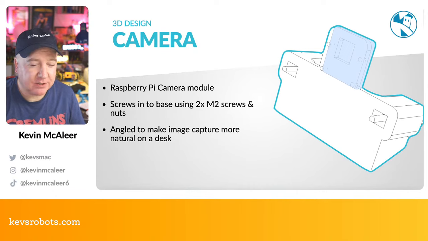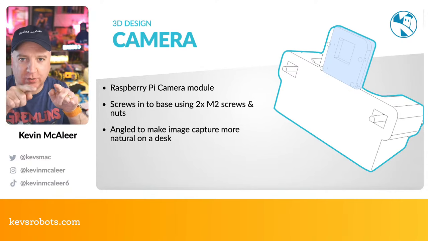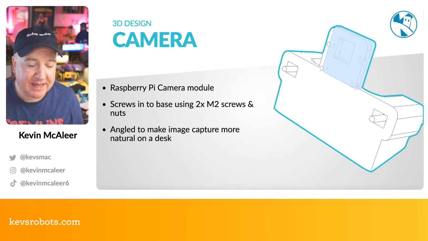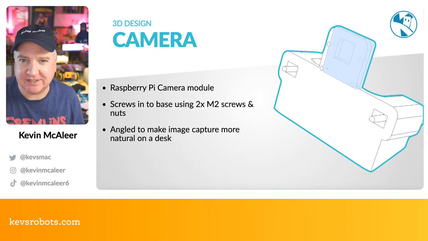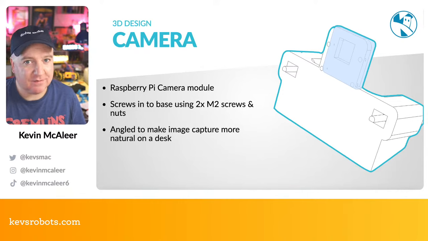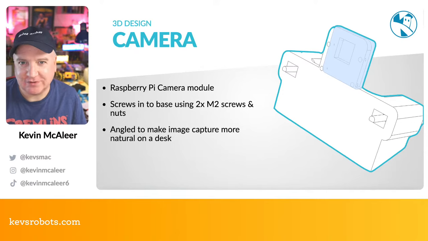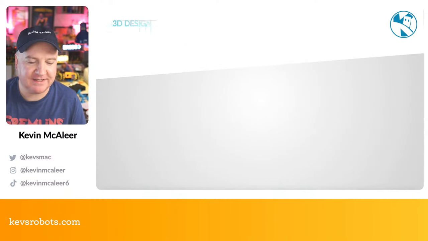The camera, so I've actually used a Raspberry Pi Camera 2 on this one, not a Camera 3. Either would work, to be fair. I probably just need to make that hole at the top a little bit larger for the Pi Camera 3, because I tried putting that one in and it was just a little bit too tight for it to be able to autofocus properly, so I'll probably just need to adjust that a little bit. But it very simply screws in there with a couple of screws and bolts, M2 I think they were, and that's pretty secure in place. We can have a look at it in a minute on the overhead camera. And it's angled to make the image capture more natural on your desk. So it's got a slight lean to it, so the eyes are kind of pointing towards you from the desk.